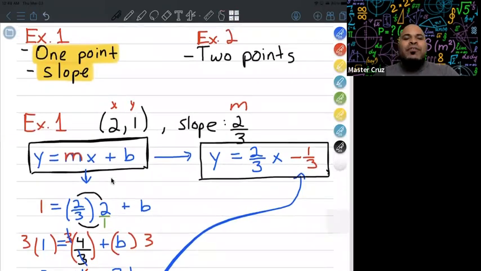Now, what happens if you're given 2 points? Because I said that you need at least a point and a slope to be able to write the equation.